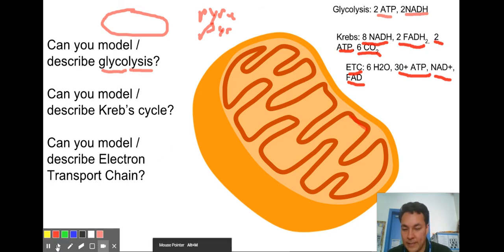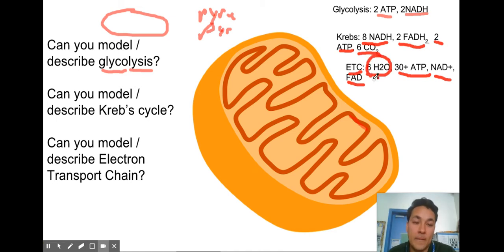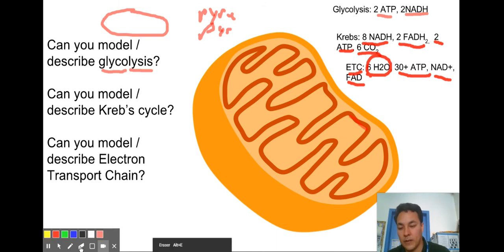So let's get a little bit into the electron transport chain. Notice also that it makes water, right? So now we're getting some of those reactants for photosynthesis. We got carbon dioxide and water.